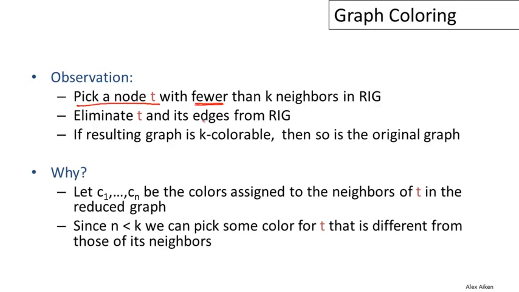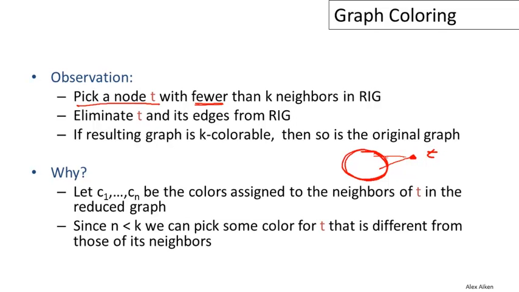And why is that? Well, let's draw a picture here. So let's say we have a node that has fewer than k neighbors. And let's just say, for the sake of argument, that it has 2 neighbors. And here's the rest of the graph. So this big circle is the rest of the graph. Here's the node T that we're going to delete. And let's say that it just has 2 neighbors. Okay, so now what we're going to do is we're going to delete T from the graph, and then we're going to color the subgraph. And let's say that we succeed in coloring the subgraph. So we now have a coloring for this big ball in red, and now we want to construct a coloring for that big ball plus this node T.